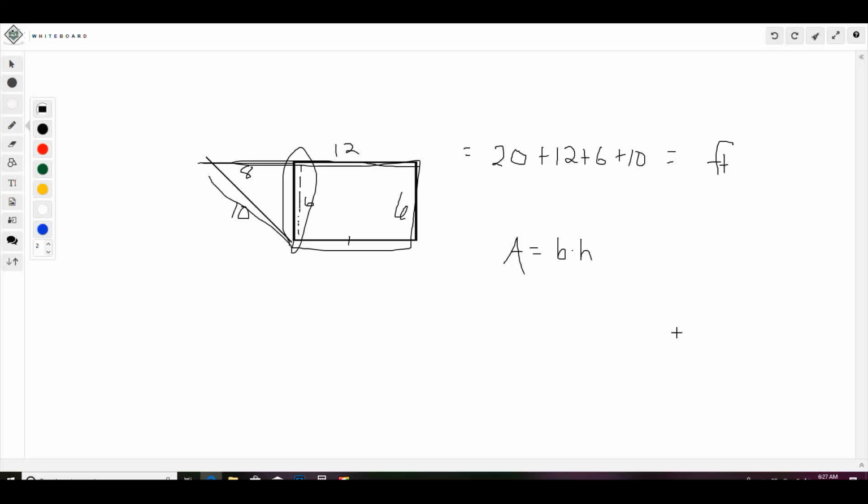But on 1A, you're going to have 2 formulas. You're going to have the formula for the area of a triangle, and then you're going to have the formula for the area of a parallelogram. Then you're going to add all of those together.